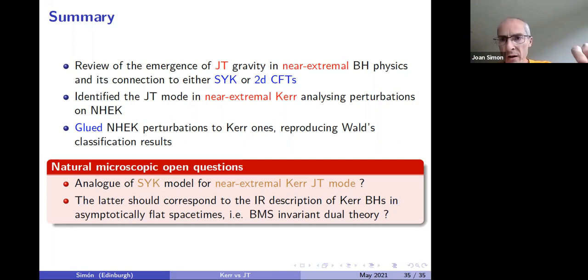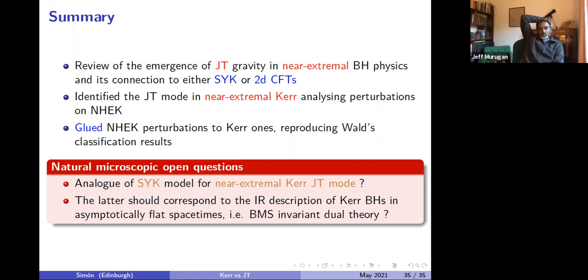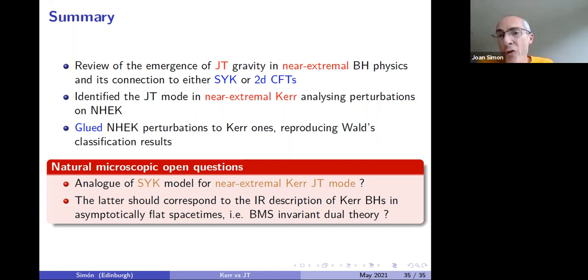if I consider the near-extremal limit, which captures the fluctuations on top of a near-extremal Kerr black hole, that UV theory has SYK-like physics or JT gravity physics at low energy. That's the claim that I believe we would all make. But I don't know the UV theory, of course.